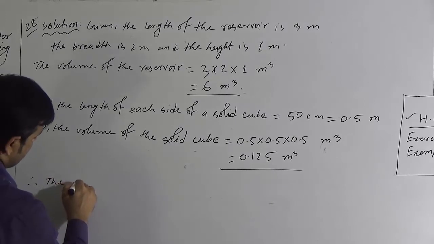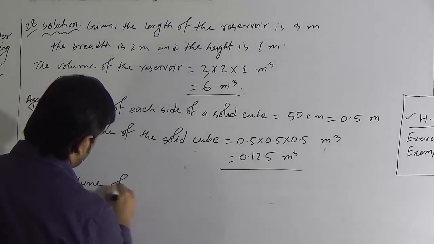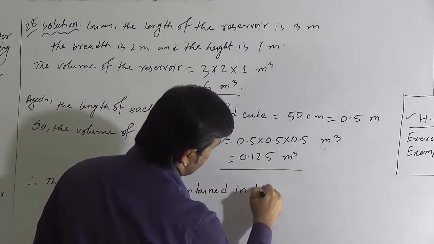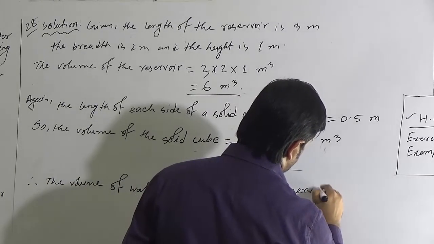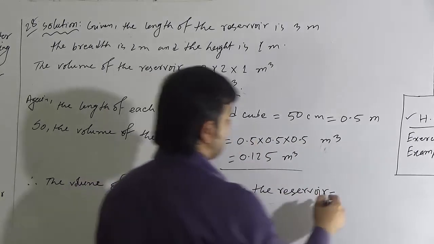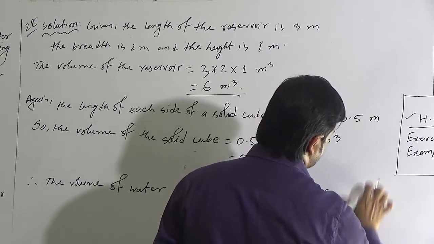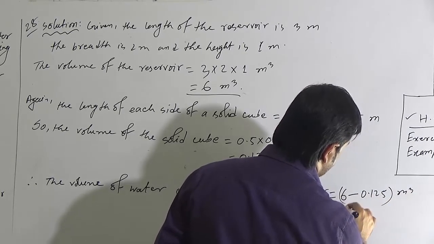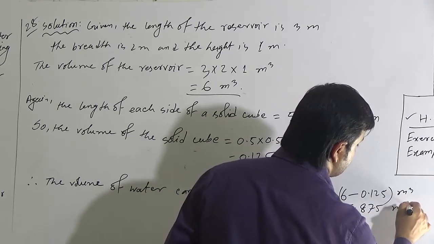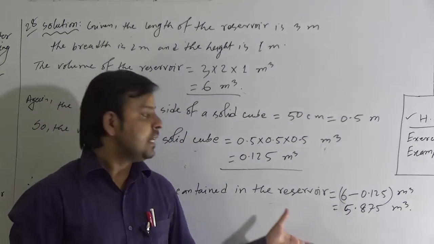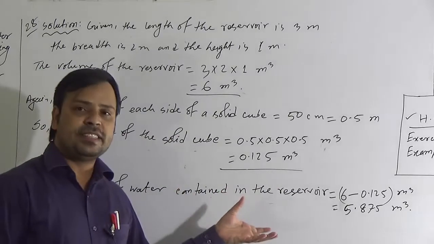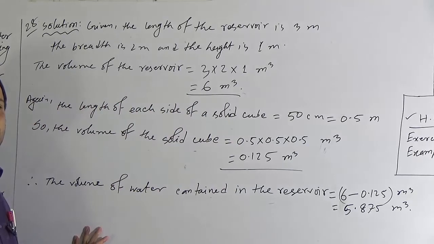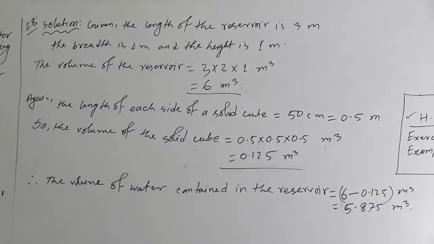Therefore, the volume of water contained in the reservoir will be, we have to subtract the volume of the solid from the total volume of the reservoir, that is 6 cubic meter minus 0.125 cubic meter, that will be 5.875 cubic meter. Now this is the volume of the water. If we take out the solid from the reservoir, the volume of the water will be 5.875. And then we need to determine the depth of the water or the height of the water.